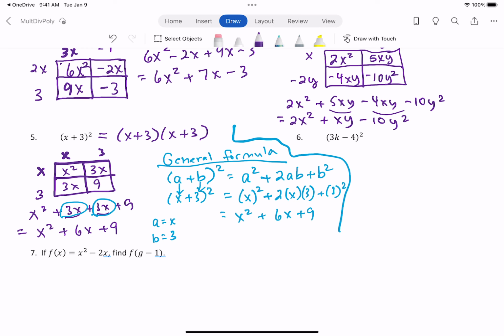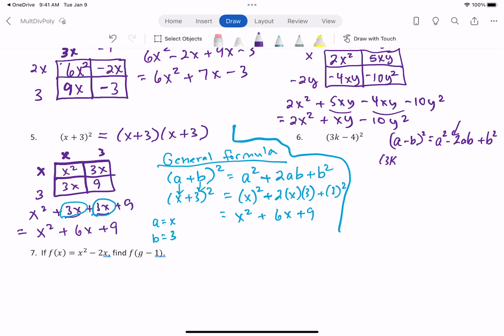So for the second problem, the only difference is I have a subtraction instead of an addition. So it also holds for a minus b squared. The only difference is we get a squared minus 2ab plus b squared, so only the sign is different.